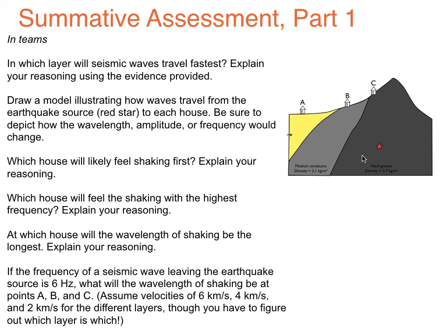We'd like to ask them to draw a model illustrating how the waves travel from the earthquake source to each house, being sure to depict the wavelength, the amplitude, or the frequency, and how those change as the waves move from one layer to the next. I'll show you an example of what student work might look like for that. We can ask them which house might feel the shaking first. We can ask them which house might feel the shaking at the strongest frequency or the wavelengths, and we can ask them to plug in some actual numbers into their equations to tell us how quickly things are moving or what wavelengths we might actually expect.